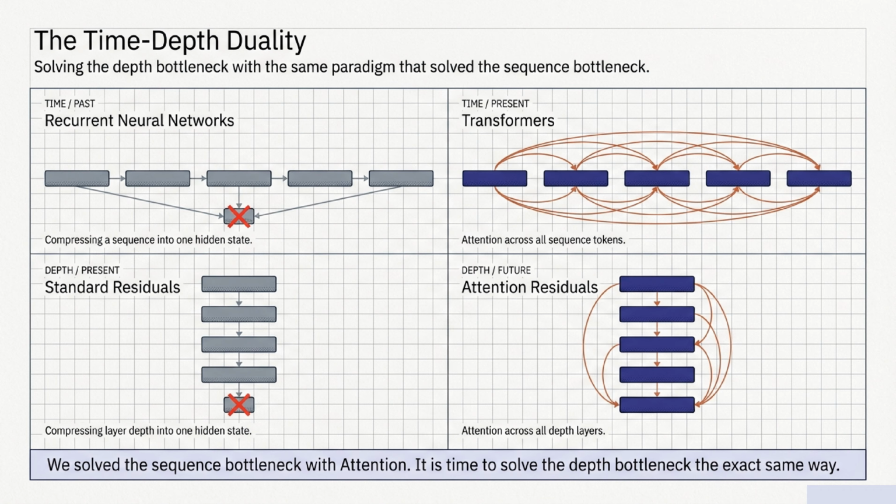To understand the motivation, we need to look at what we call the time-depth duality. Think about how recurrent neural networks used to compress an entire sequence of past tokens into a single hidden state, creating a severe bottleneck. The transformer solved this sequence bottleneck by using attention to scan across all past tokens. Today, standard residuals suffer from a nearly identical issue. They compress layer depth into a single hidden state. As the slide points out, we solved the sequence bottleneck with attention, and it is time to solve the depth bottleneck the exact same way.